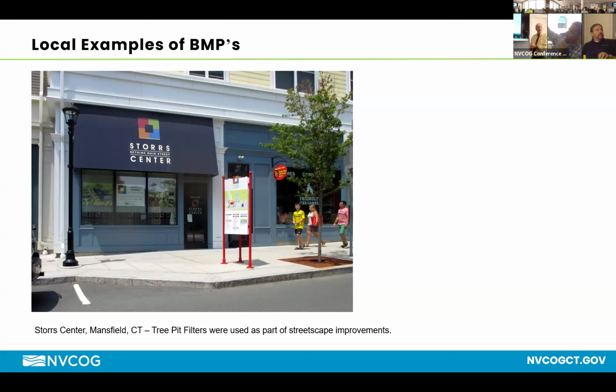Next slide, please. Hey, Terry, was that installed new or was that added on? Was that a retrofit after? This one was all new. Okay. Basically, they redid the roads and some of the existing buildings there and did all new.